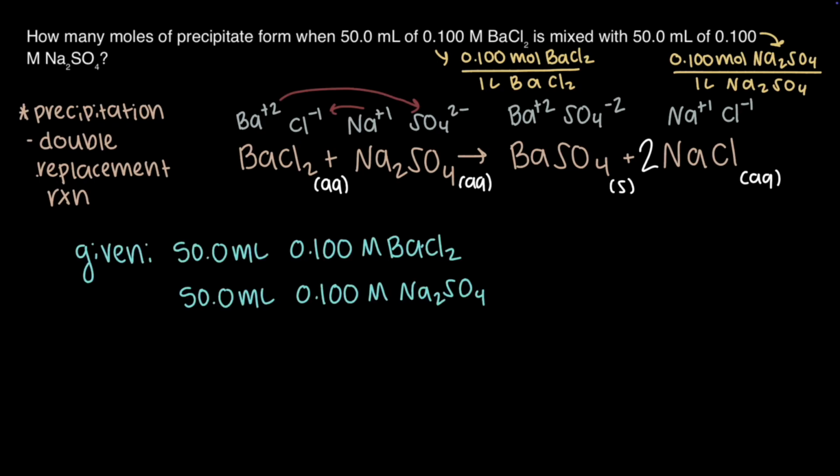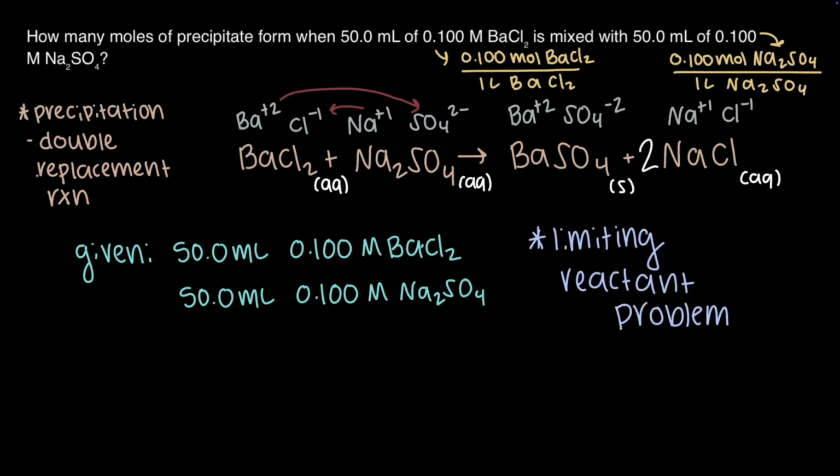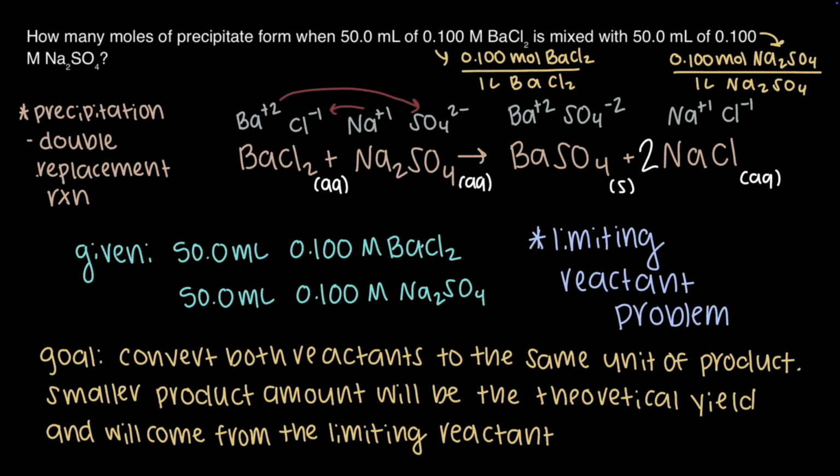Whenever we are given values for more than one reactant, this is a limiting reactant problem. One of these reactants is going to run out first and limit the reaction, so to find the limiting reactant, the goal is to convert both reactants to the same unit of product. The smaller amount of products found will be the answer and will be called the theoretical yield and will come from the limiting reactant. The larger product amount found will never be made because the reaction stops at the smaller amount, so just cross it out so it's not confusing.